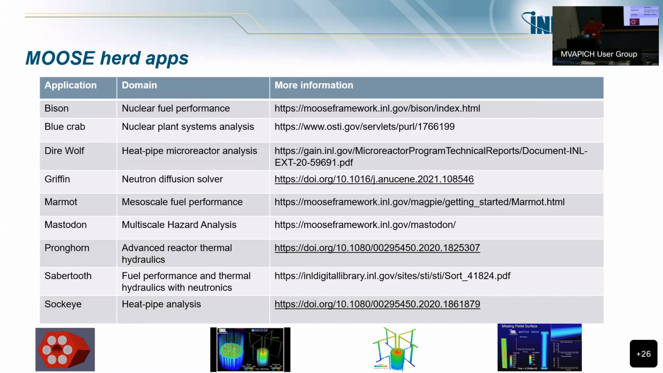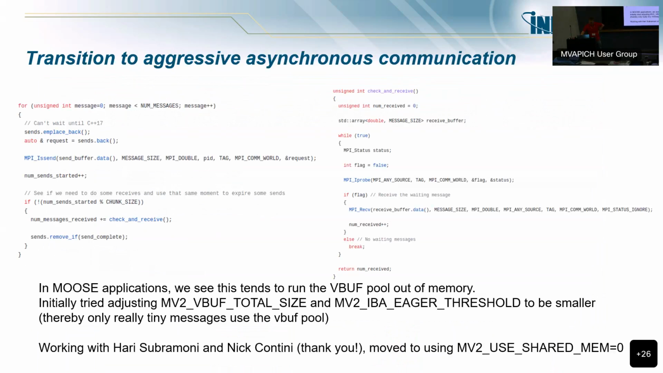So with MOOSE applications, we tend to see the virtual buffer running out of memory. When you do an eager send, what happens? It copies the small message to some buffer and says, I'm done, when in fact the communication hasn't happened yet. If you do lots and lots of very small messages, you're going to fill up that buffer, and then it's going to hang. So what could you do?